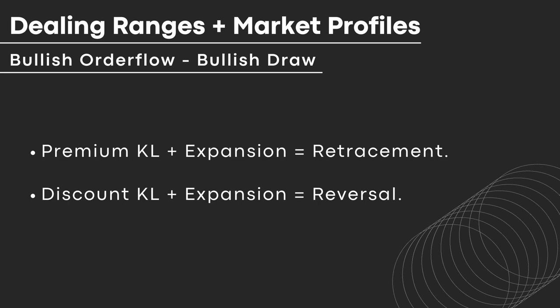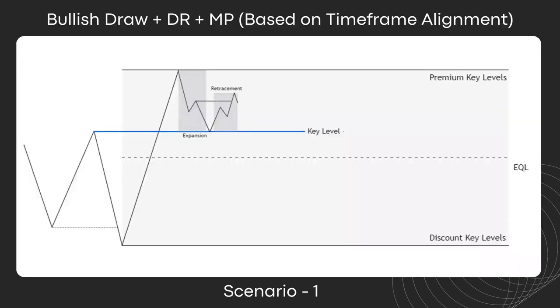Now let's look at some graphical representations of the different scenarios. Considering the drawn liquidity is bullish and the market condition is bullish, we're combining it with the higher time frame dealing range and the lower time frame market profiles. As I said before, it will be based on time frame elements. Here you can see that we've got this high and this low right here. First we take out the low, and then we take out the swing high right here. With these two purges we form this dealing range.